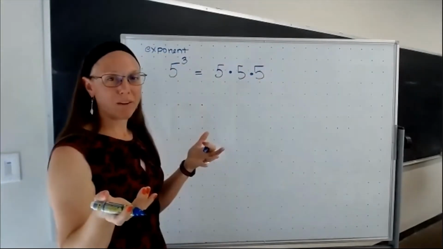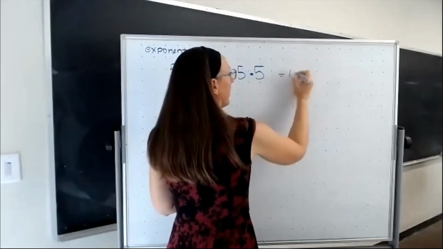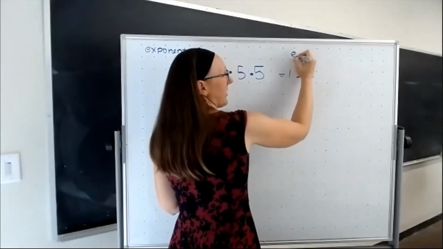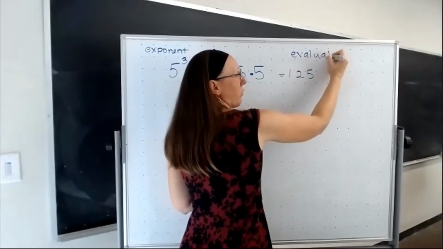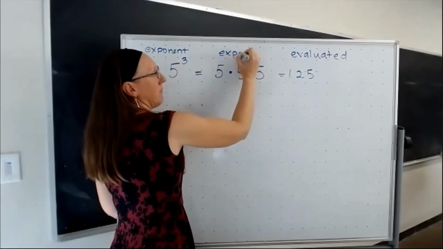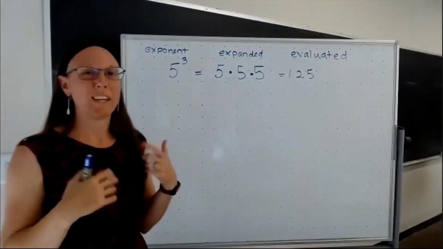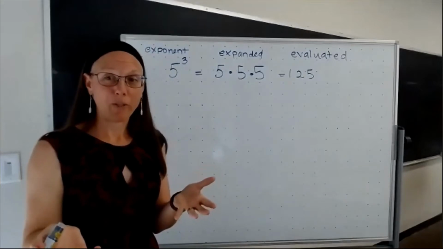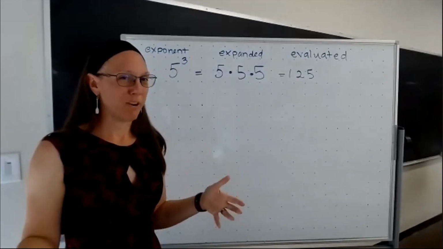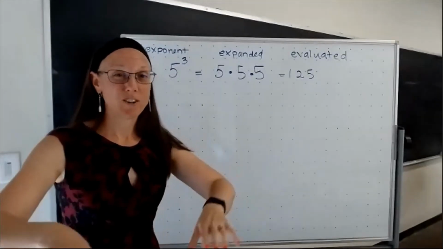And yeah, we can do the math for that. 5 times 5 times 5 is 125. We call this the evaluated form and the expanded form. I'm throwing out some vocabulary, but I don't really expect you to know the vocabulary, and I'm very rarely going to ask you in those terms. So here's the thing.